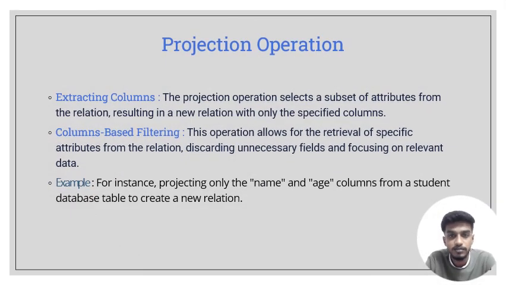The next operation is the projection operation, extracting columns. The projection operation selects a subset of attributes from the relation, resulting in a new relation with only the specified columns. Column-based filtering: this operation allows retrieval of specific attributes from the relation, discarding unnecessary fields and focusing on the relevant data. For example, projecting only the name and age columns from the student database to create a new relation.